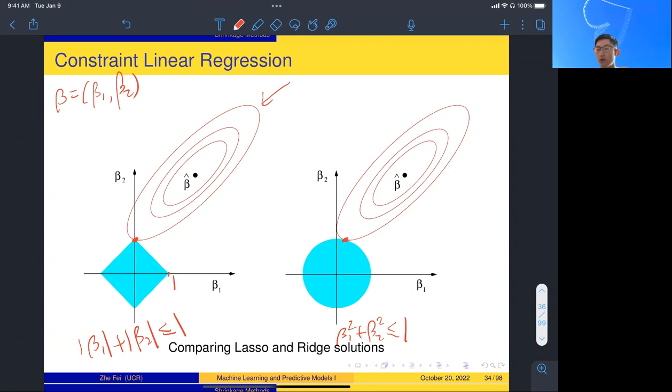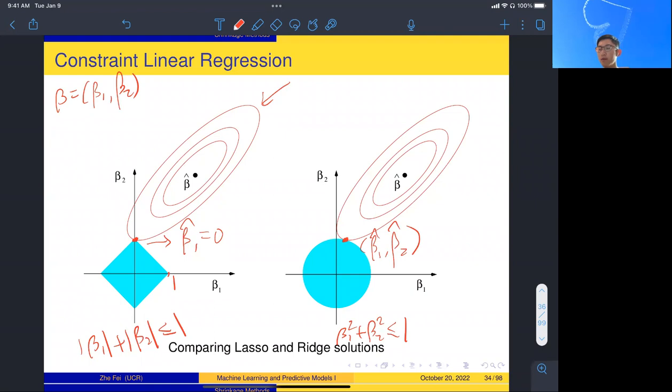The corner of the square. So we would have this corner corresponding to beta 1 hat exactly equal to 0, and then beta 2 hat would have a non-zero value. However, if your constraint is a circle, in other words, it's smooth, then when it intersects with the contours, it happens at non-zero beta 1 hat and beta 2 hat values.